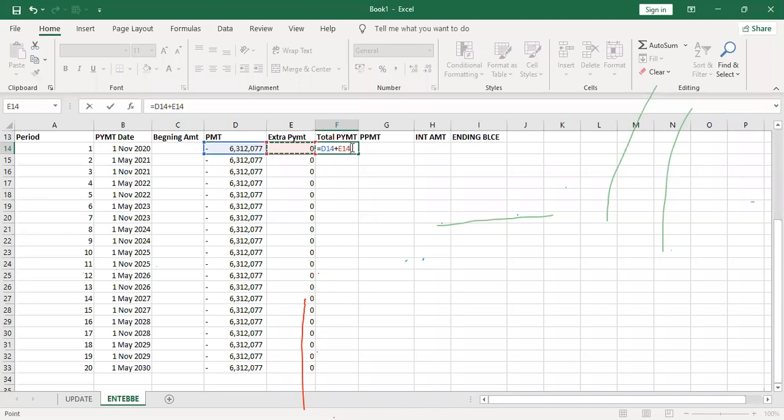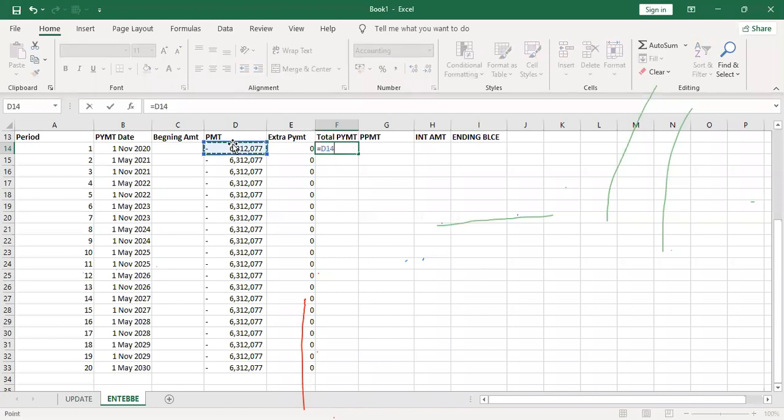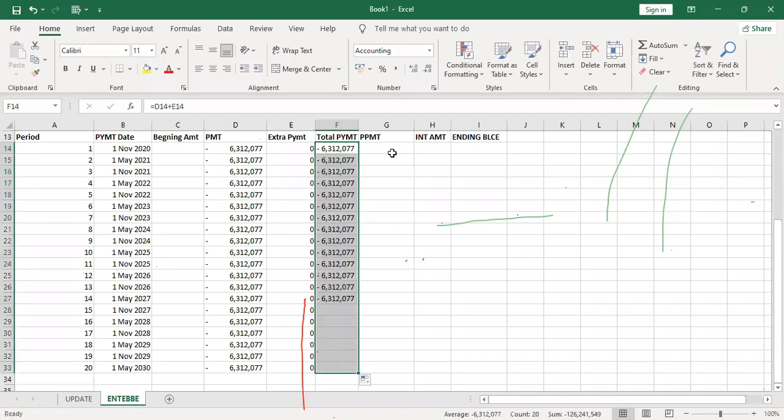Yes, sir. Press enter. You have said the total payment equal to PMT plus extra payment, and then you press enter. Click on the value, put the cursor on the autofill icon, and then you drag.